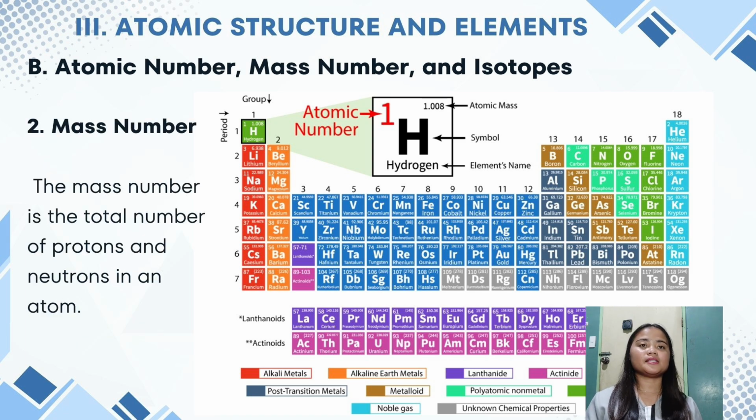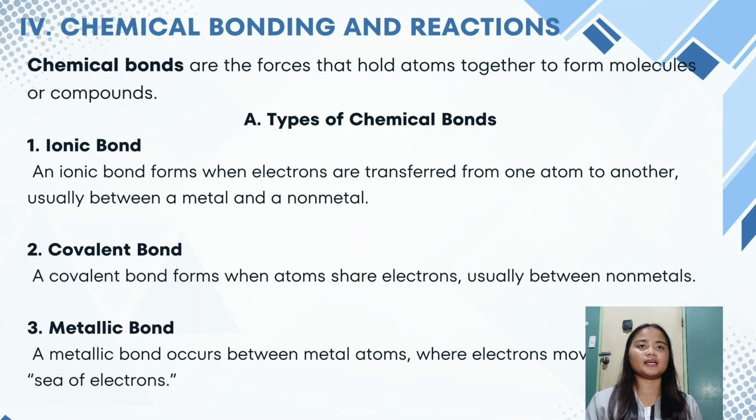Next is mass number, or what we call atomic mass. The mass number is the total number of protons and neutrons in an atom. As you can see here in the periodic table of elements, the number on the top left side is called the atomic mass, the total number of protons and neutrons in the atom. Chemical bonding and reactions. Chemical bonds are the forces that hold atoms together to form molecules or compounds.